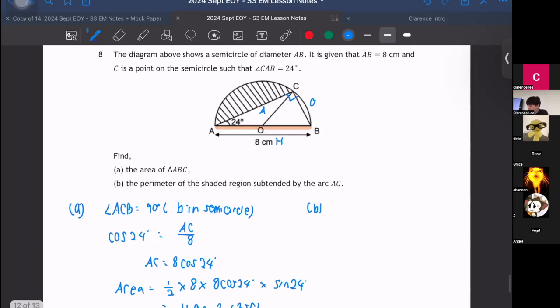Now the question wants you to find the perimeter of the shaded area, which means this arc plus this length over here. Which means what we need to find out from it is this particular angle over here. So this is what a lot of students will forget.